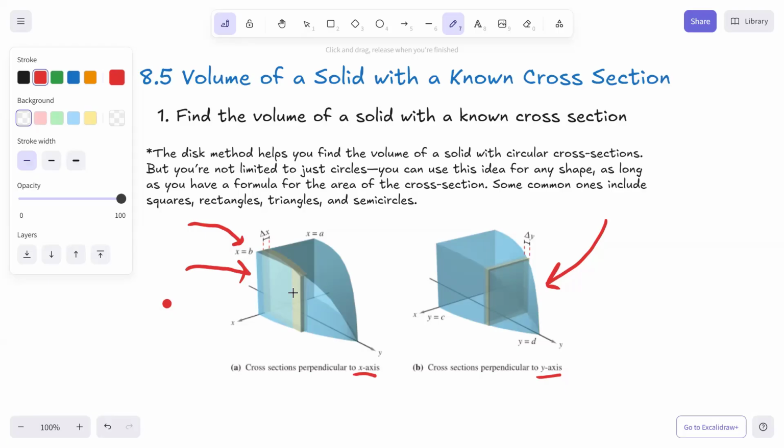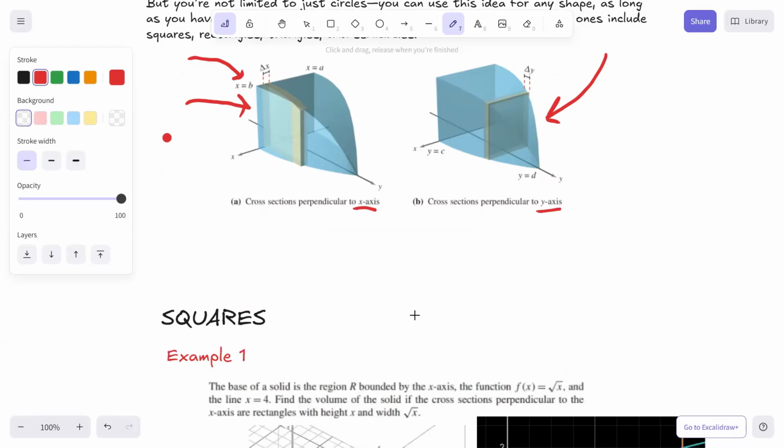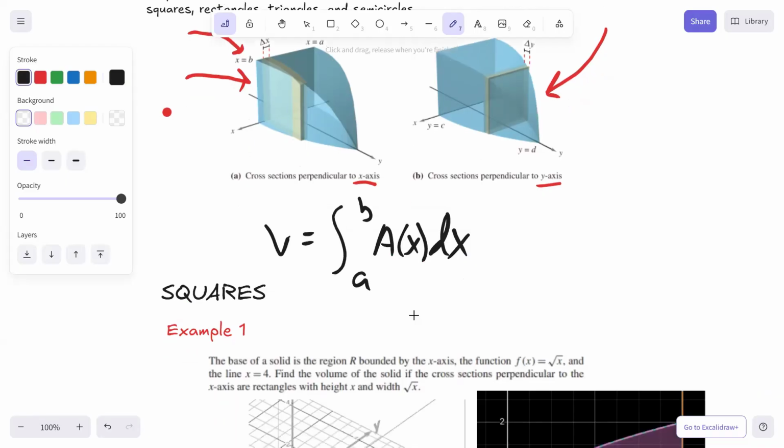So the same kind of idea is involved here, where we're going to add up the area of each slice, multiply by the thickness of each slice, let the number of slices approach infinity. So in general, what we're going to end up with is the formula volume equals the integral from a to b of A(x) dx. Essentially, you're just going to integrate the area function for the slice to get the volume of the solid.